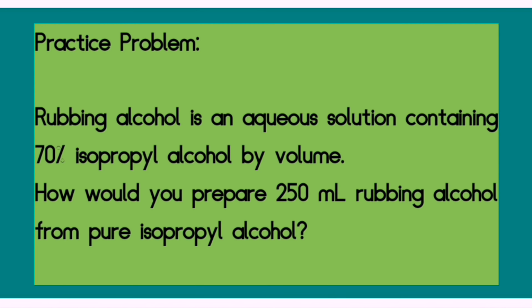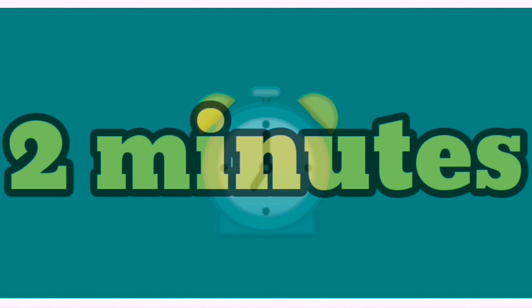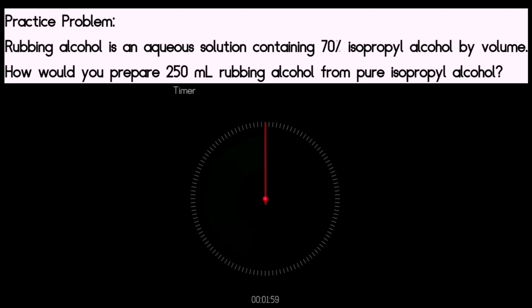Now that we're done with our discussion, it's your turn to solve this problem. Write your answer in your science notebook. Here is the problem. Rubbing alcohol is an aqueous solution containing 70% isopropyl alcohol by volume. How would you prepare 250 ml rubbing alcohol from pure isopropyl alcohol? You have 2 minutes to answer.